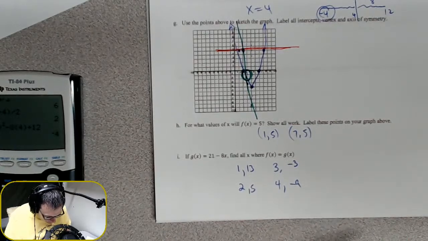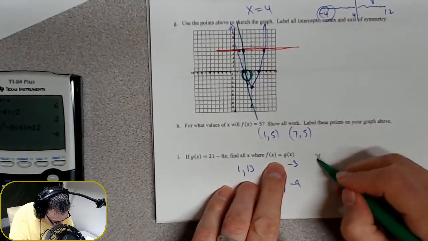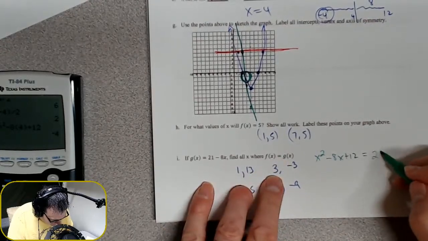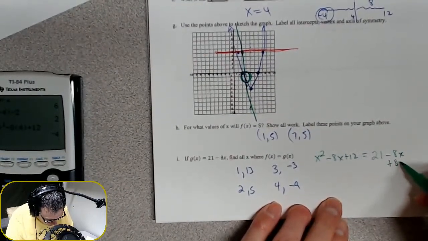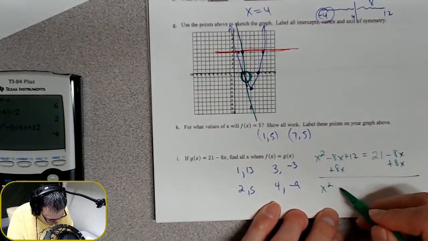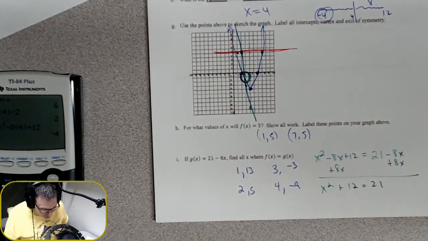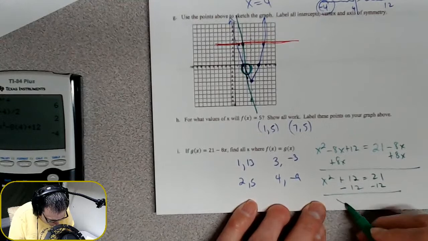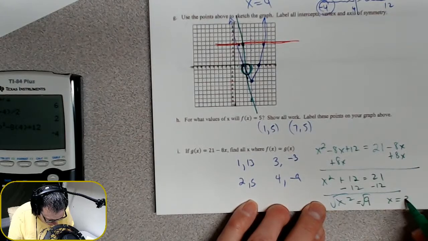Now, how do I want to mathematically find this? I want to see where they're equal. See, f of x is x squared minus 8x plus 12. G of x is 21 minus 8x. Where are they equal to each other? Let's see what I could do here. Add 8x. Remember, if you got a square, you got to get it on one side. I got x squared plus 12 equals 21. Now that's kind of nice because now I could just go minus 12 minus 12. X squared is equal to 9. Square root. X is equal to 3.